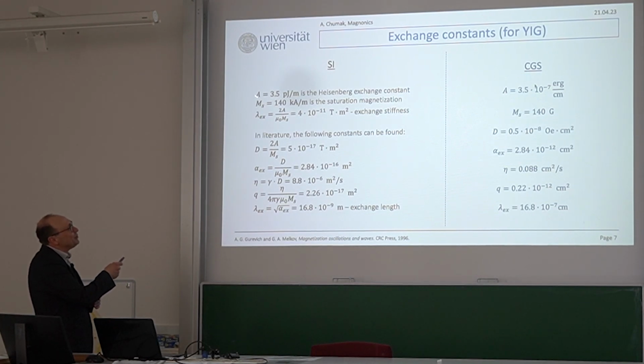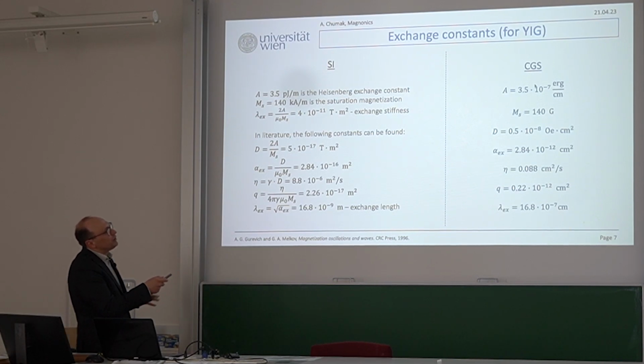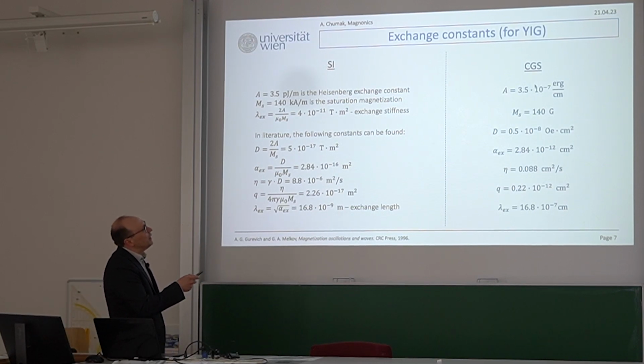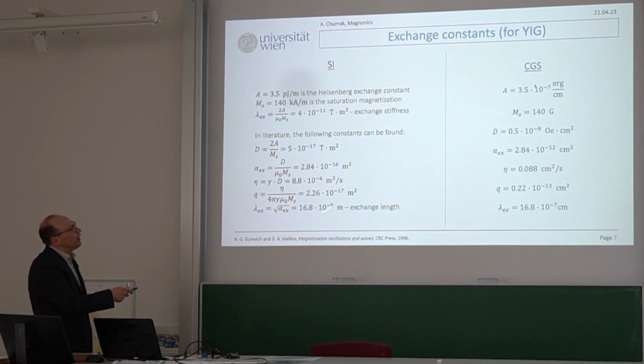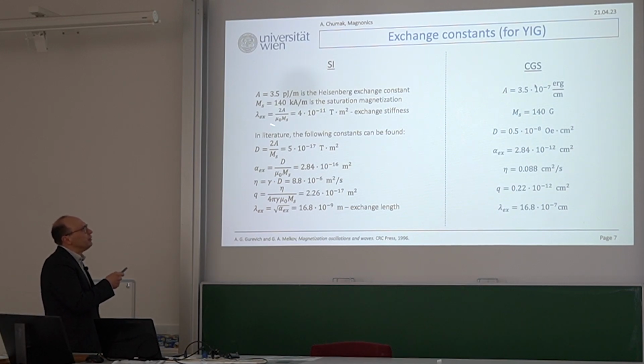So nowadays, what we are mainly using is this exchange constant A, or exchange stiffness lambda, which is 2A divided by mu0 Ms. Here there are also some values, so that it's easier for you to understand, and also units. I show them for YIG in SI and CGS systems. So we have A, we have lambda. Be always careful.